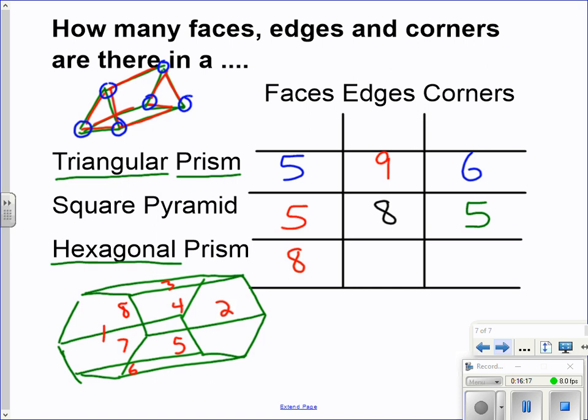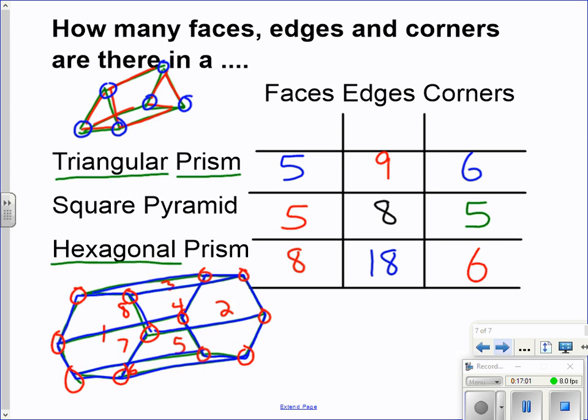How many edges, how many lines are there? Well, there's 1, 2, 3, 4, 5, 6. And then the same 6 on the back. 1, 2, 3, 4, 5, 6. And then 6 joining lines. So that's 12, 13, 14, 15, 16, 17, 18 edges. And finally, how many corners are there? Well, there's 1, 2, 3, 4, 5, 6 on the back, and 1, 2, 3, 4, 5, 6 on the front.